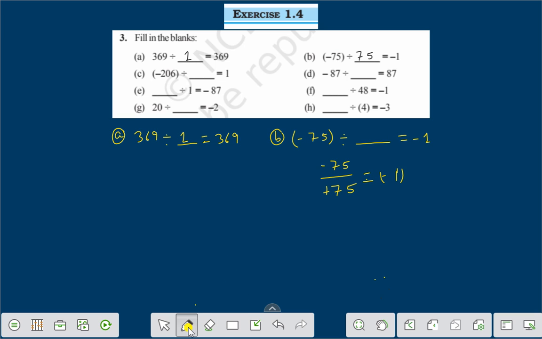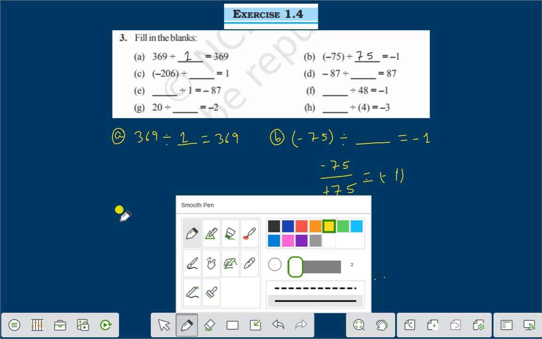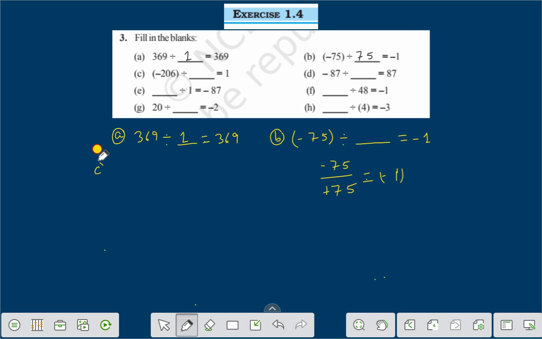Now question number C is minus 206 divided by dash is equal to 1, right? Here you can write that minus 206 divided by minus 206, because minus divided by minus is plus, and if we cut it, 1 by 1, that is 1. Therefore we can say that minus 206 divided by minus 206 gives the result as 1.